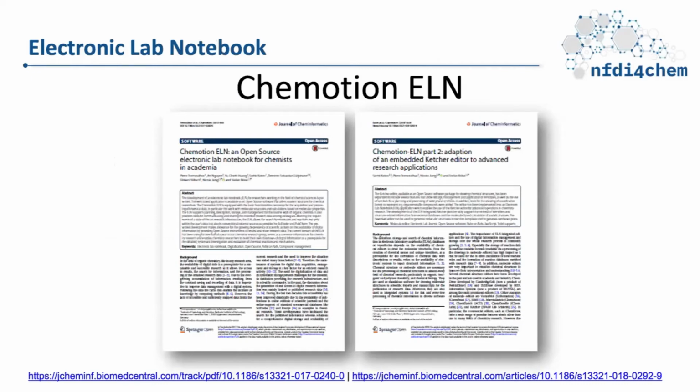So coming to today's topic, the electronic lab notebook, in this case, Chemotion. Chemotion is an open source electronic lab notebook for chemists in academia, where the primary functionalities are aimed at data acquisition and processing, especially the chemical data, with main focus on the chemical structures and calculations based on the molecular properties. So the primary goal of Chemotion was to support the chemists in terms of planning and description and storage and management of the routine work in the chemistry domains.